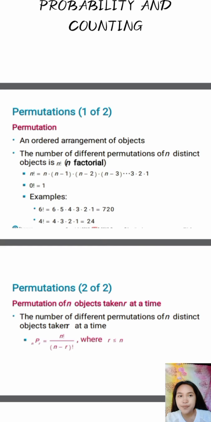An example for this: the objective of a 9 by 9 Sudoku number puzzle is to fill the grid so that each row, each column, and each 3 by 3 grid contains the digits 1 to 9. How many different ways can the first row of a blank 9 by 9 Sudoku grid be filled? The number of permutations is 9 factorial, which is 9 times 8 times 7 times 6 times 5 times 4 times 3 times 2 times 1, which equals 362,880 ways.